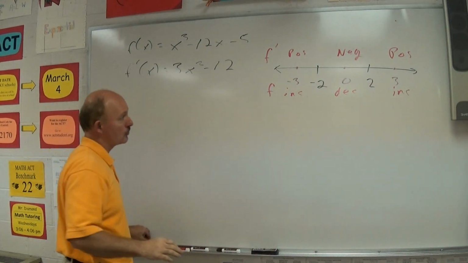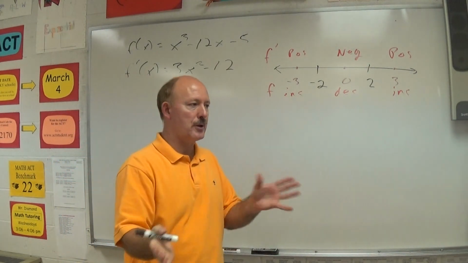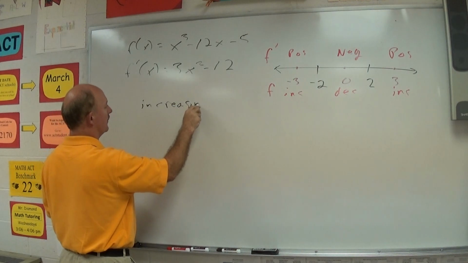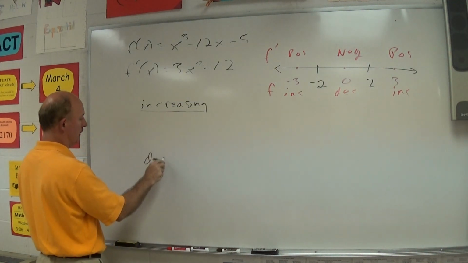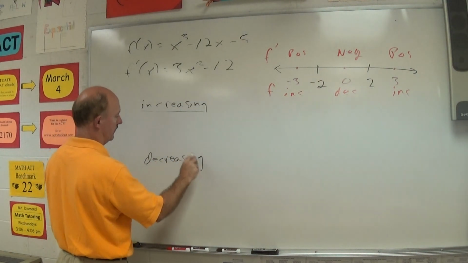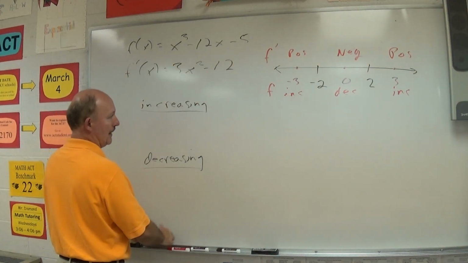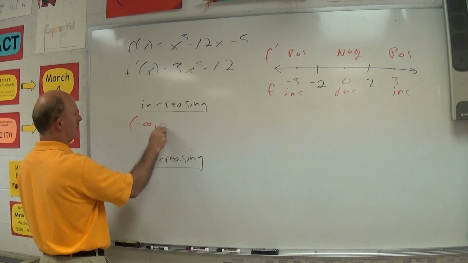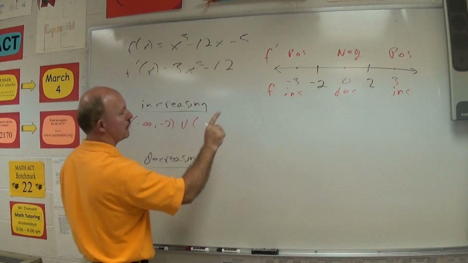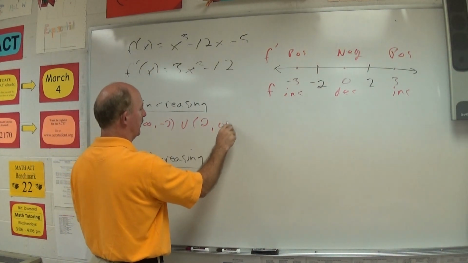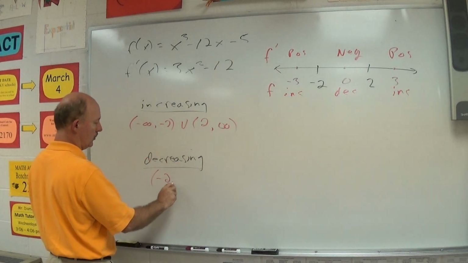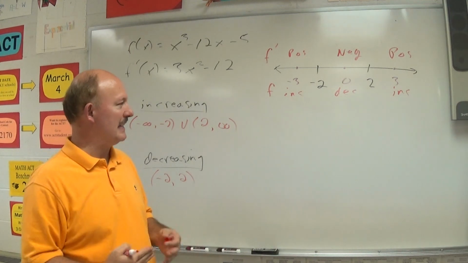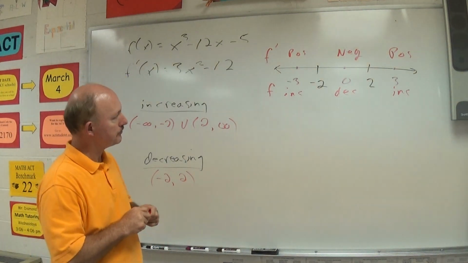Now first, let's describe the intervals where the graph is increasing and decreasing. The graph will be increasing from negative infinity to negative 2, and from 2 to positive infinity, and decreasing from negative 2 to positive 2. So this is a little cubic function. These are pretty easy to do, just little polynomials.